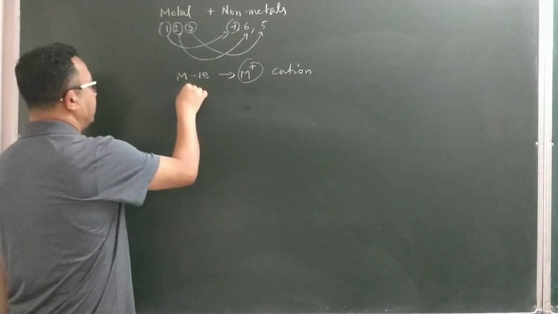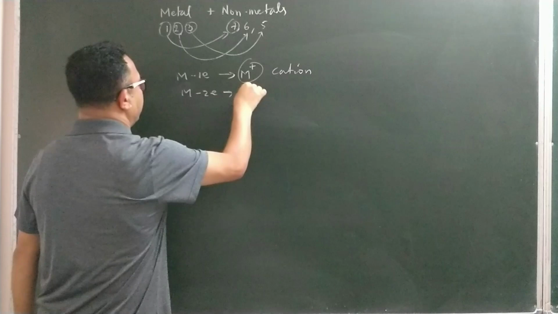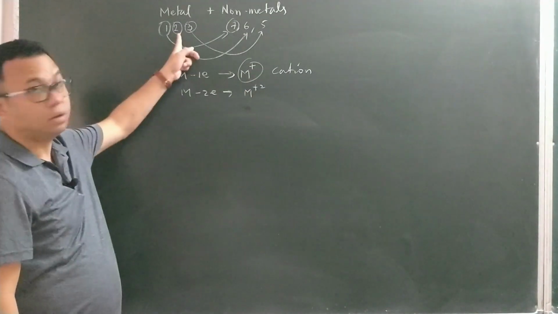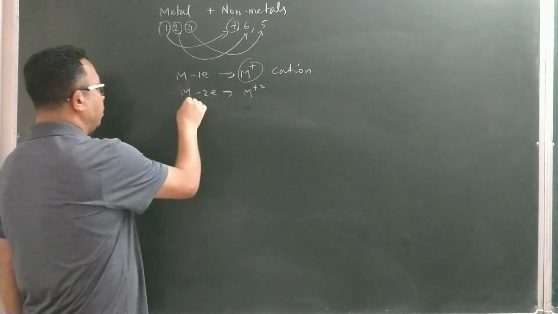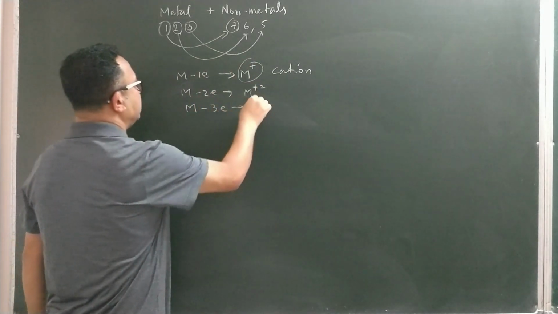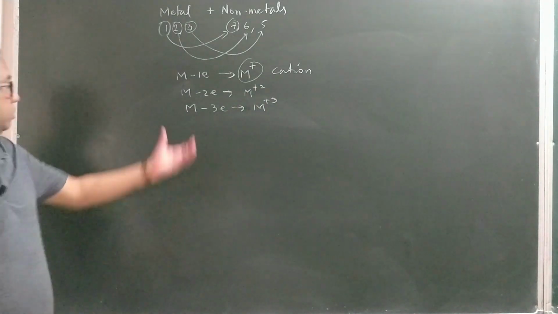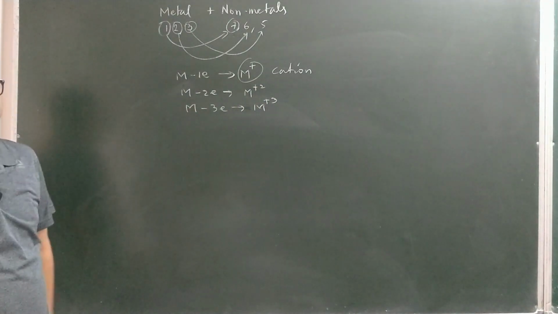Similarly, if a metal loses 2 electrons, it will form M2+. This one is also a cation, as it has lost 2 electrons. The same way, a metal may also lose 3 electrons. If it loses 3 electrons, it will form M3+. Losing more than 3 electrons is not possible.